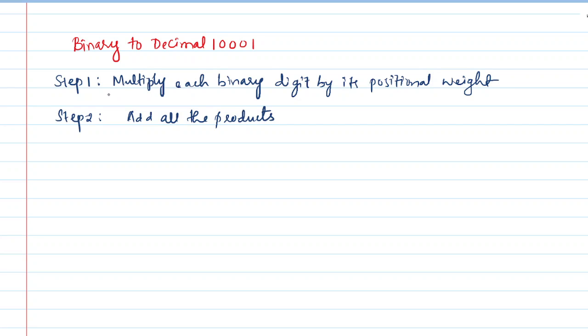Now, let us follow the first step. It says multiply each binary digit by its positional weight. In order to multiply the positional weight to this given binary number, we have to start counting from the right hand side. The positional weight of this bit number 1 is 0, 1, 2, 3, and 4. So here, this leftmost bit number 1, whose positional weight is 4.